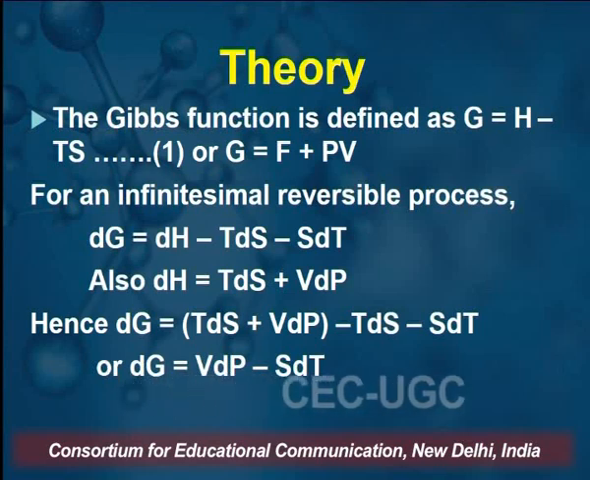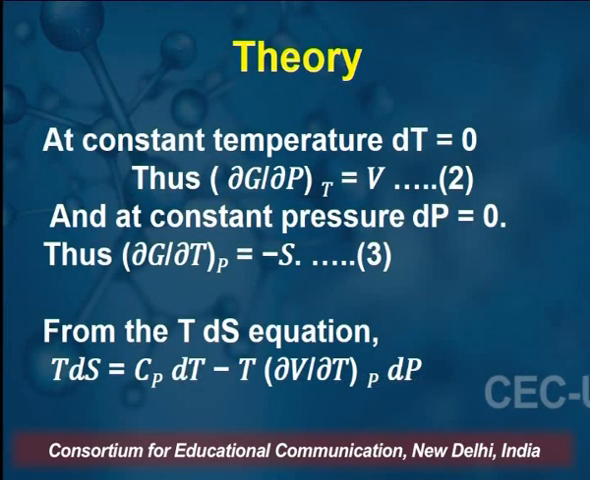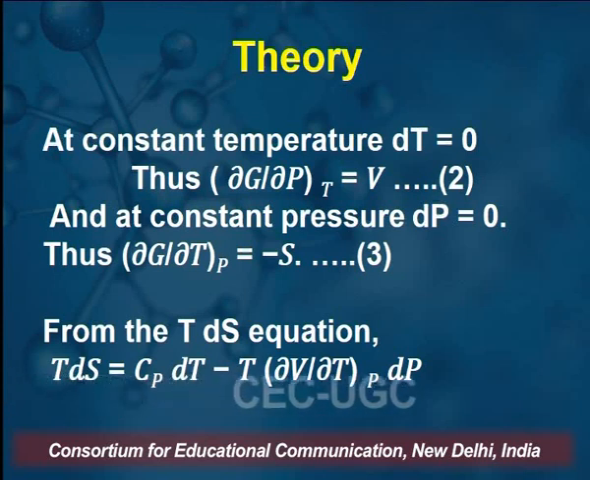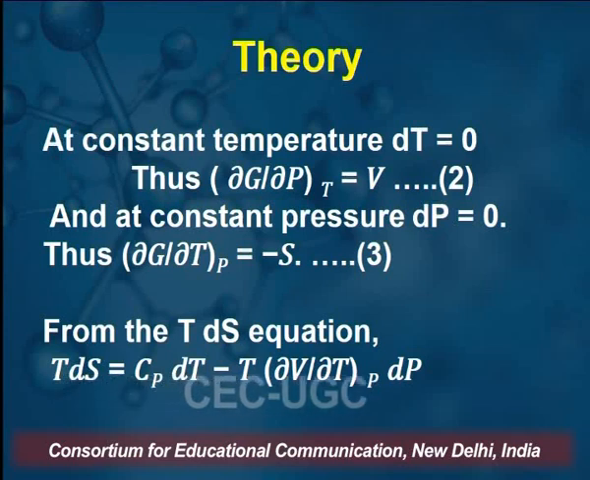In my previous lecture, I had told you that this equation shows that the natural variables for Gibbs free energy are pressure and temperature. At constant temperature, we have dT equal to 0. Thus, (∂G/∂P) at constant temperature is equal to volume, and at constant pressure, dP is equal to 0. Thus, (∂G/∂T) at constant pressure is equal to minus entropy. The above equation is called equation 2, and this is called equation 3. From the TdS equation, we have TdS = Cp dT - T (∂V/∂T) at constant pressure dP.